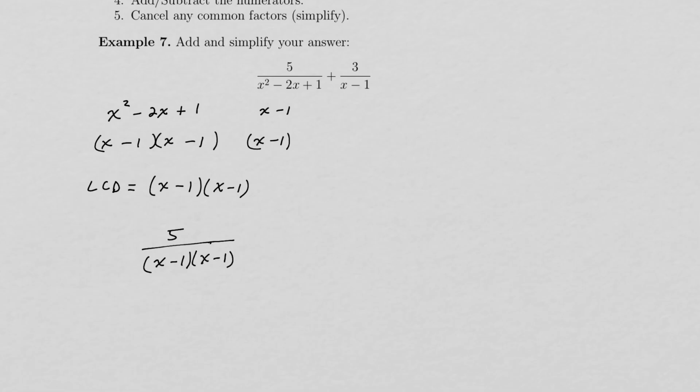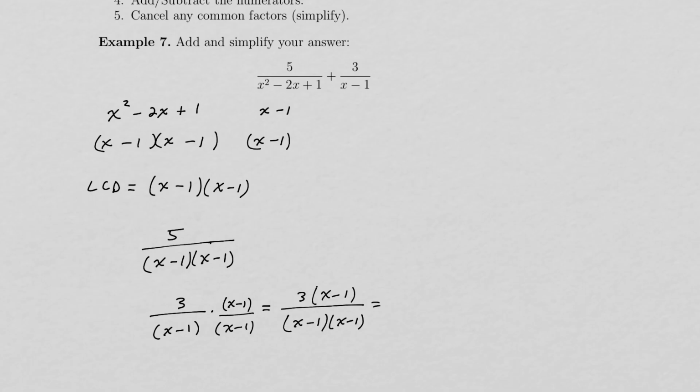The second one, you have to ask yourself, what am I missing to end up with an x minus 1 times x minus 1? Well, I'm missing an x minus 1, right? If I multiply x minus 1 times x minus 1, that'll give me what I want. But whatever I put in the denominator, I want a factor of 1, so I need to also include it in the numerator. So then this is going to be 3 times x minus 1. And then usually you expand out the numerator, right? Because we want to combine like terms. So this will be 3x minus 3 over x minus 1 times x minus 1.